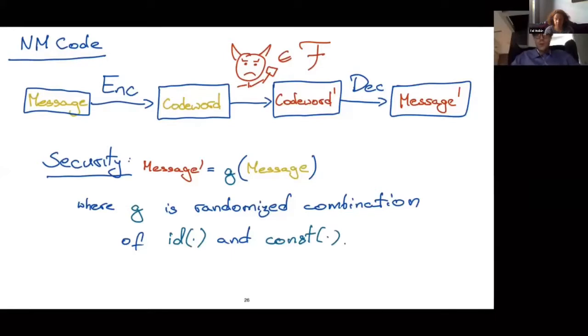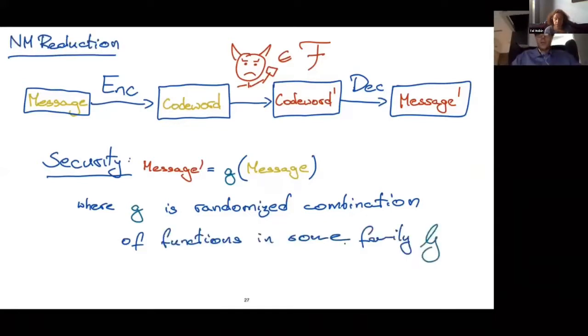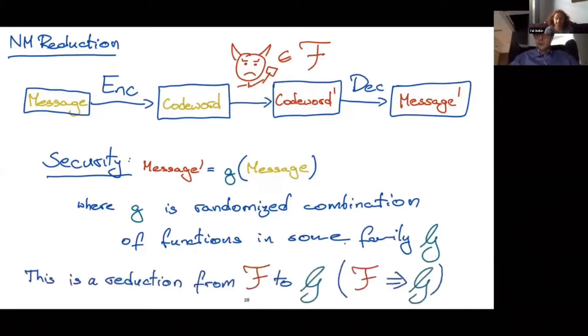Well, we can easily think about a generalization of this notion, and that's exactly non-malleable reduction. So instead of requiring that G is in a trivial class, we require that G is from some family G. This is a reduction from F to G. We denote it with the arrow. G does not have to be a subclass of F. Obviously, we would like to have some non-trivial reductions, so G should be somewhat easier to handle than F.